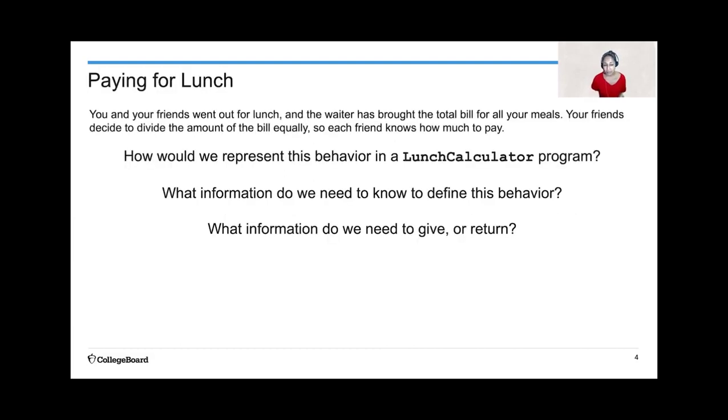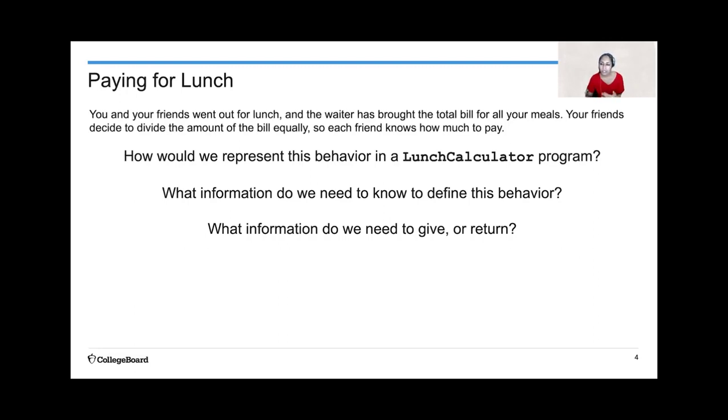So in this, we're going to walk through creating a program, a lunch calculator program. Just imagine that you and your friends went out for lunch. You get the bill, but it's one total bill instead of it being split. So you decide that, okay, we're going to divide the amount of the bill equally. Everybody's going to pay an equal amount of this bill. As a result, each friend now needs to know how much to pay.